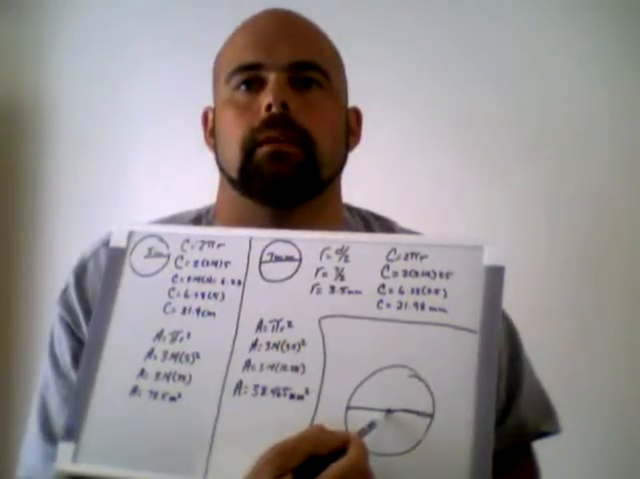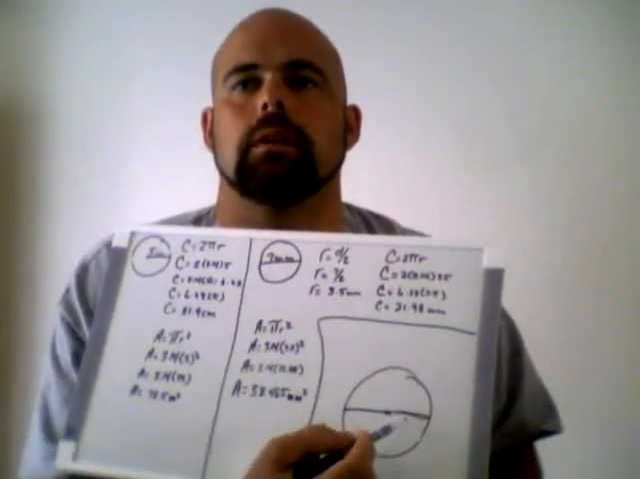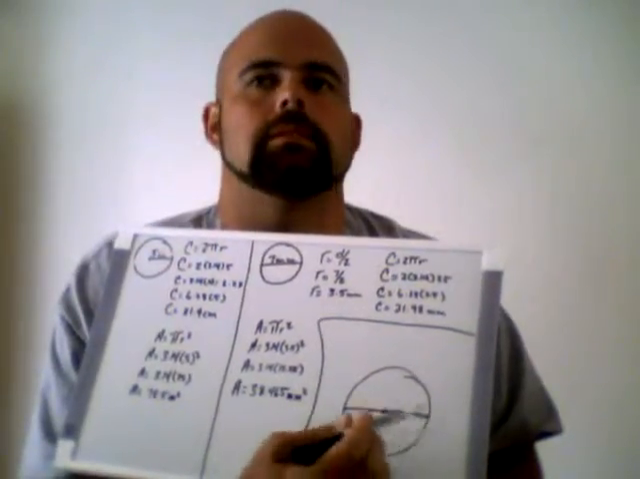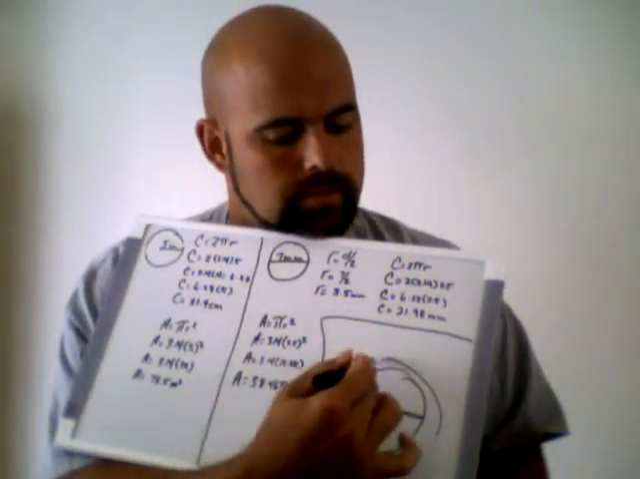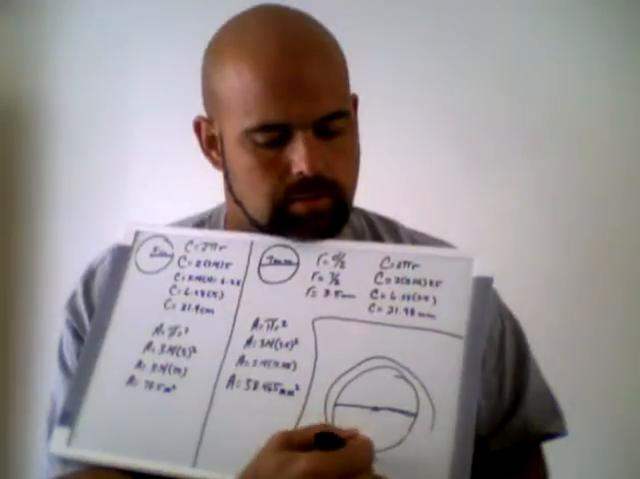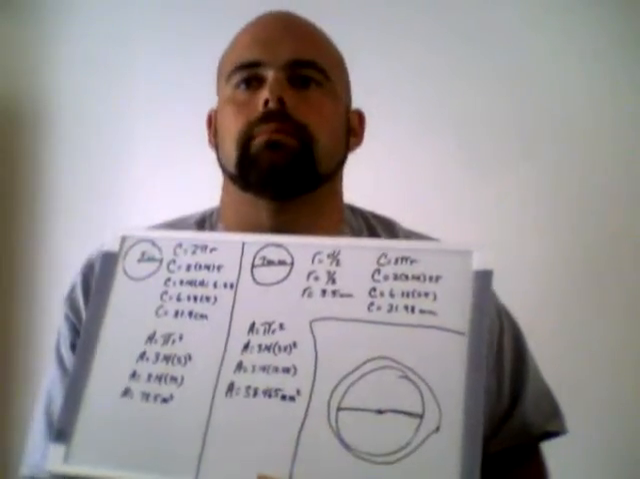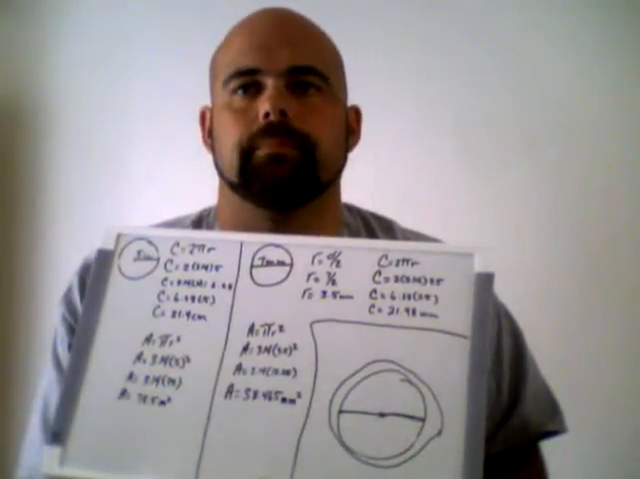Okay, now circumference. Circumference is the distance around the outside of a circle. So all of this area right here would be considered our circumference. Okay? Circumference.